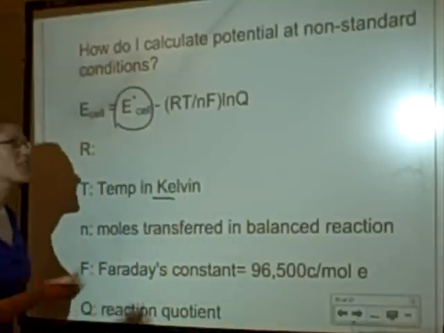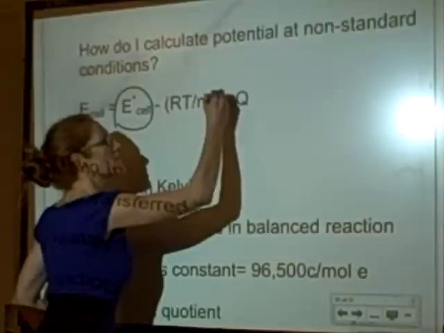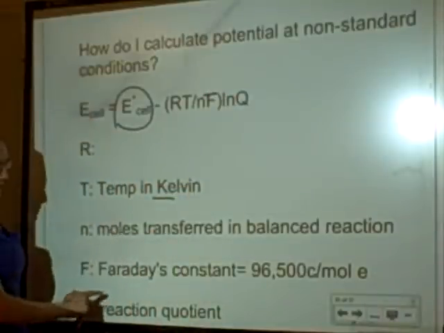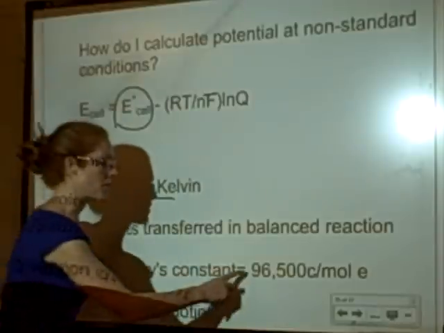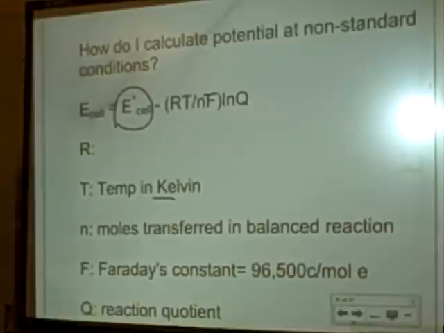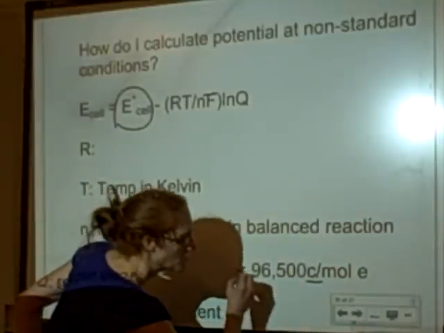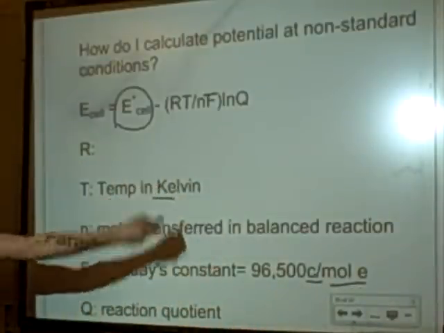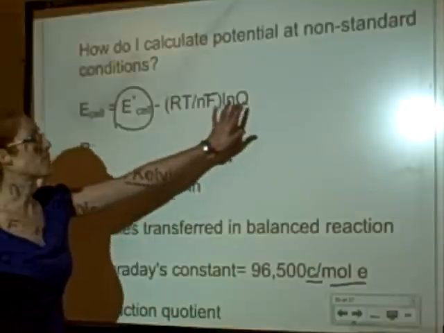F is actually like a fancy curly F. This is Faraday's constant. It's a constant. Constants don't change. That's nice. It's always going to be 96,500 coulombs of charge carried per mole of electrons. Okay, so now we know we've got the unit coulombs. We're dealing with moles of electrons. We're dealing with Kelvin. And this natural log of Q.